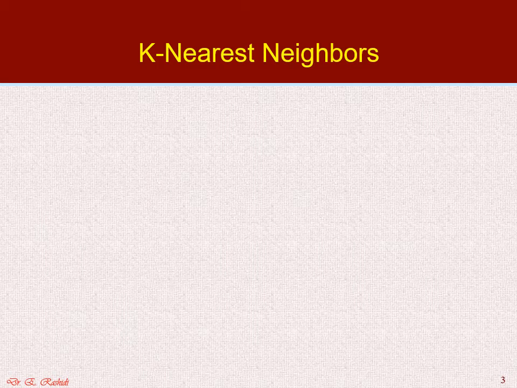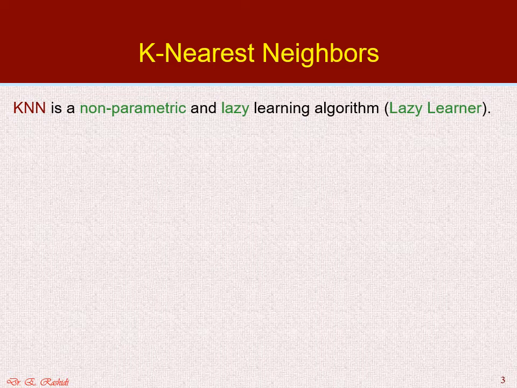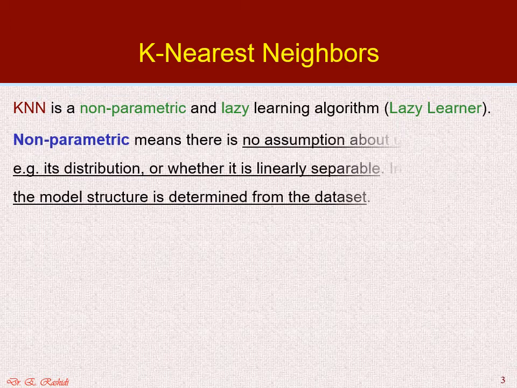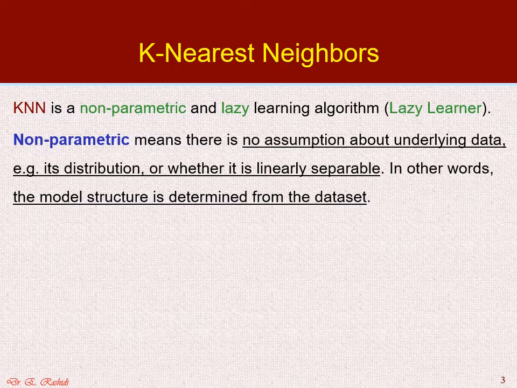The k-nearest neighbor algorithm is a non-parametric and lazy learning algorithm. Sometimes it's called a lazy learner. Non-parametric means that the algorithm does not make any assumptions about the underlying data that it is working on. It doesn't make any assumption about the distribution of data, or, for example, whether the data set is linearly separable or not. So that means the model structure is determined not by prior assumptions, but from the data set itself.